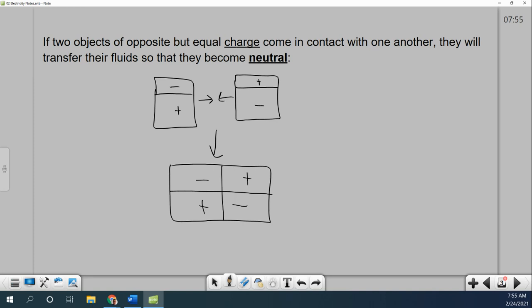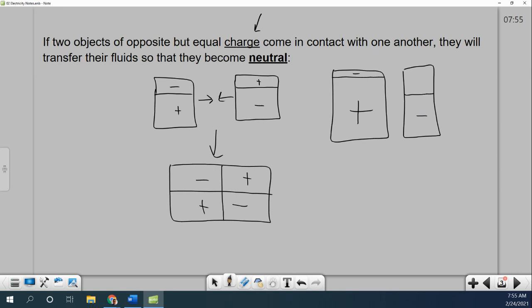And notice they need to have equal charge, right? If I had one that was super positive and I make it touch something that is very slightly negative, well, that's not going to actually become neutral, right? There's way too much positive in order for this to happen. And so he recognized that they have to have equal charge if they're going to neutralize.